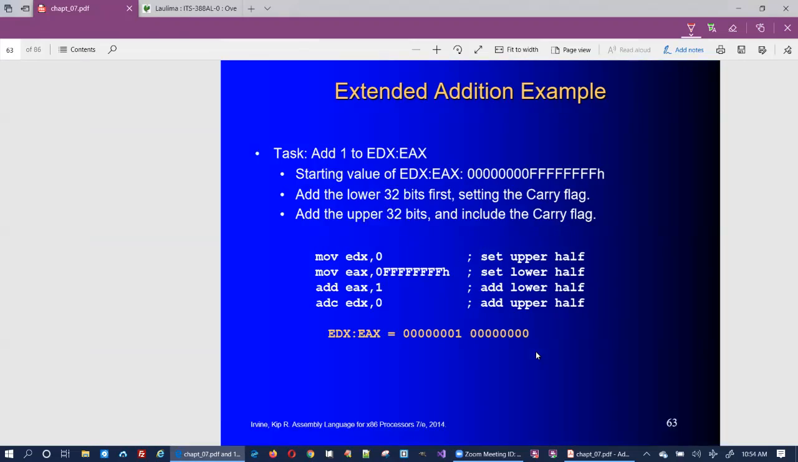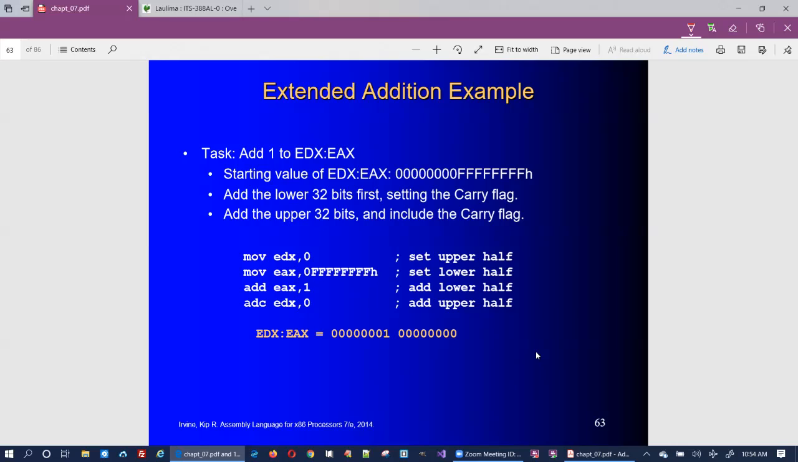All right, here's the same example. Add 1 to the EDX:EAX register with a starting value of this, and we add 1. So we add the lower order bits first. We zero EDX out, set the lower half to this very large number, all ones, and then we add the value 1 to it. It's going to cause the EAX register to go to 0, because you add 1 to all Fs, and it wraps around, and a carry occurs out into the carry flag. Then with the carry flag set, we add 0 to EDX using add with carry, and we end up with this.